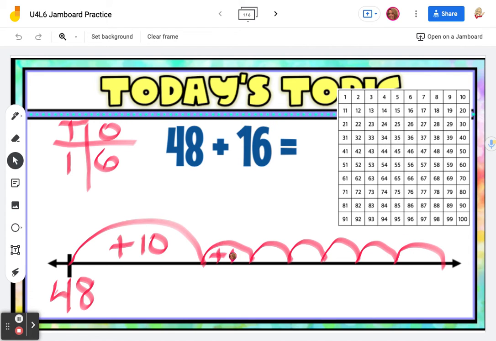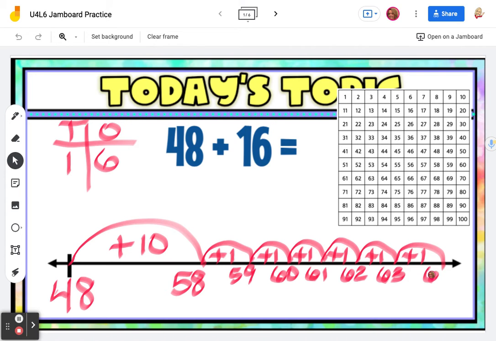I'm going to put my plus 1, plus 1, plus 1, plus 1, plus 1, and plus 1. So I have 48 plus 16. And so I'm going to add my 10, 48 plus 10. Remember, we're just adding to the tens place. So 58. And then I'm going to add my ones. 59, 60, 61, 62, 63, 64.